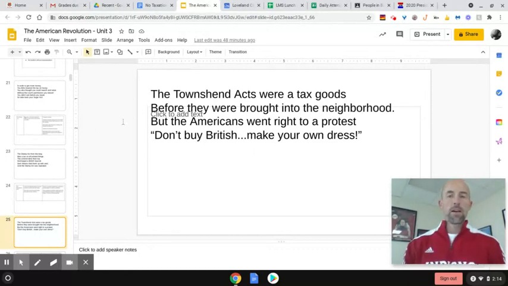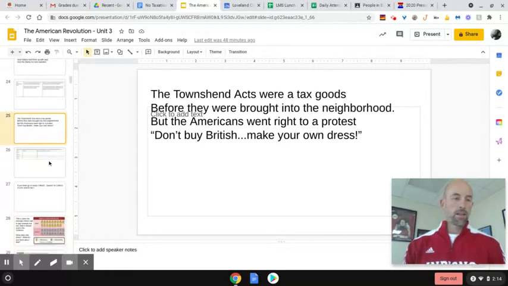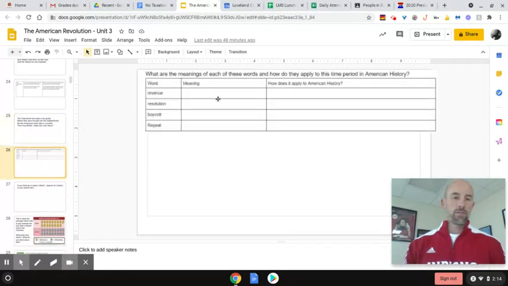So there we go. And then last but not least, get a definition for each one of these words and how it applies to American history. And you should be able to connect it to the things that you just heard me talk about. All right. So this is for your notes. Make sure you have them solid because we will need them in the future. Thank you all.